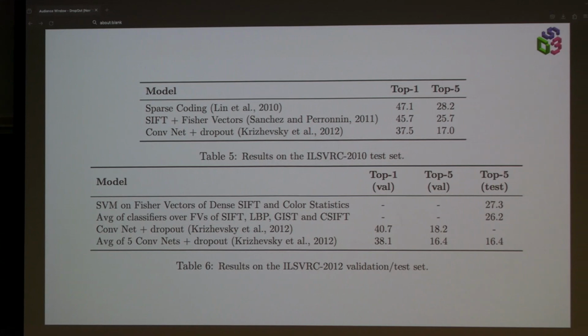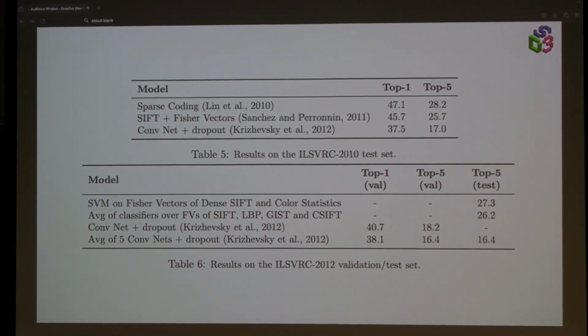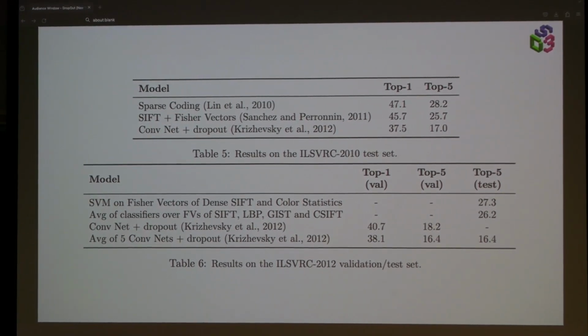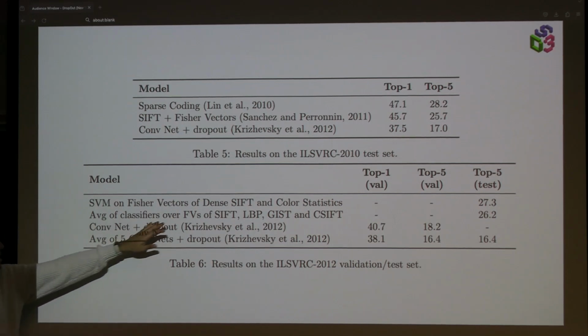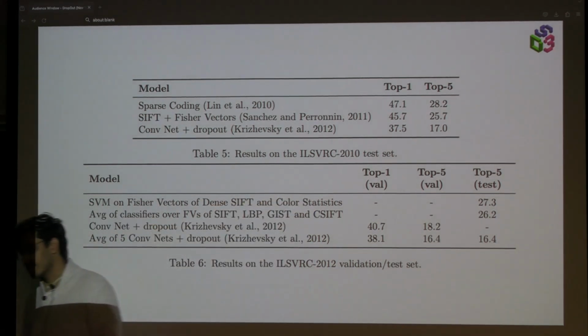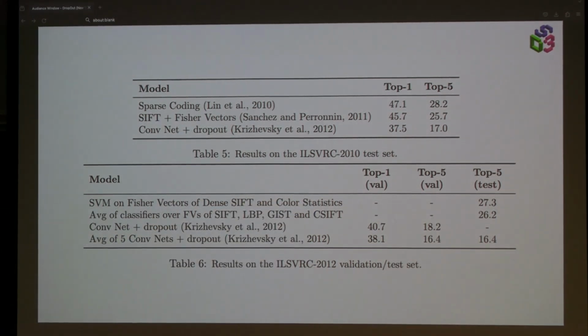By the way, this acronym, ILSVRC, stands for ImageNet Large Scale Visual Recognition Challenge. So it's a competition. It happens every year. And they invite people and researchers to apply algorithms. They submit an algorithm, and then they get tested. And the one with the lowest error rates or the best performance wins, right?